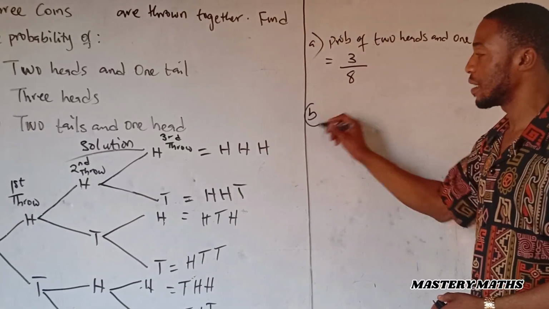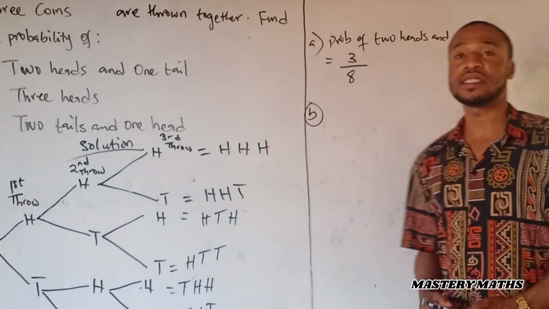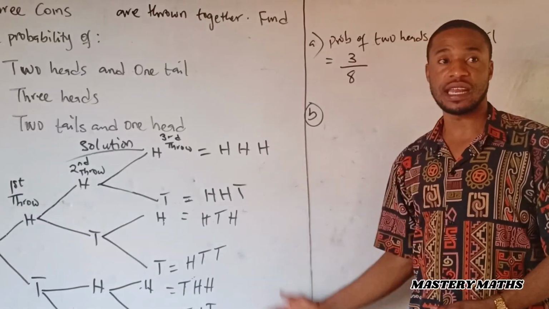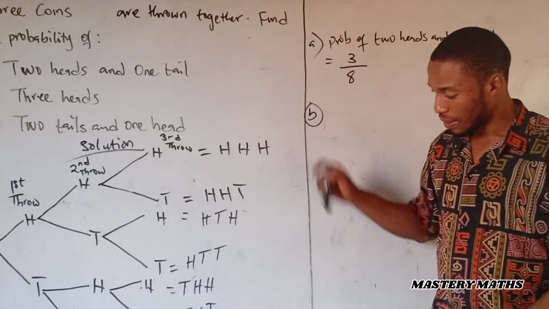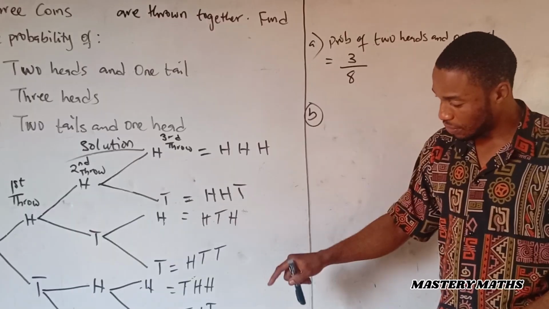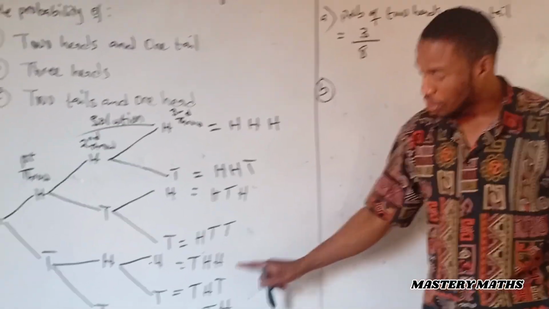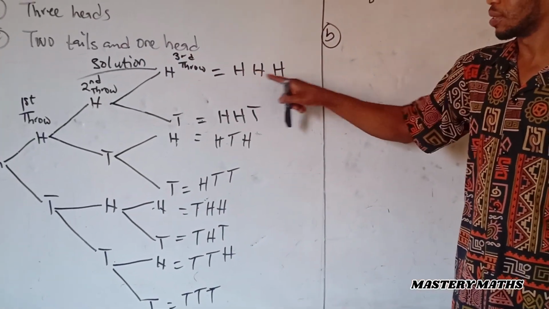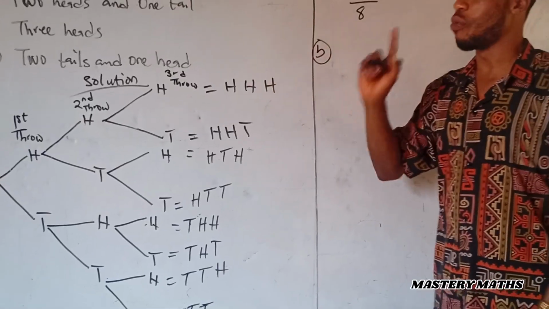Now the B part. Find the probability of 3 heads. It means how many times the 3 heads appear. Now let's check from our outcome how many times 3 heads appears. 3 heads appears once. The next ones are 2 heads and 1 tail, 2 heads and 1 tail, 1 head and 2 tails, 1 tail and 2 heads. So the only time 3 heads appears is once, which is the first one.